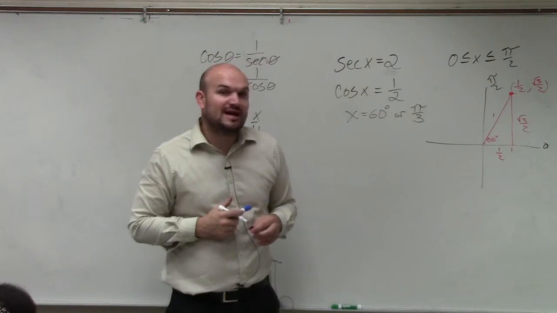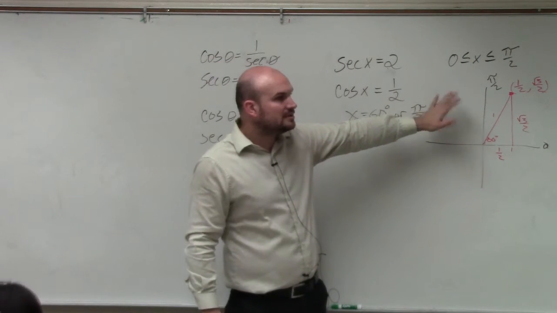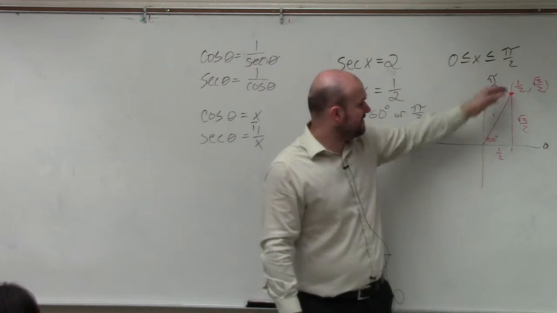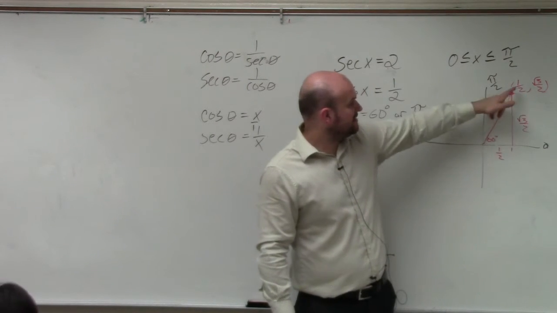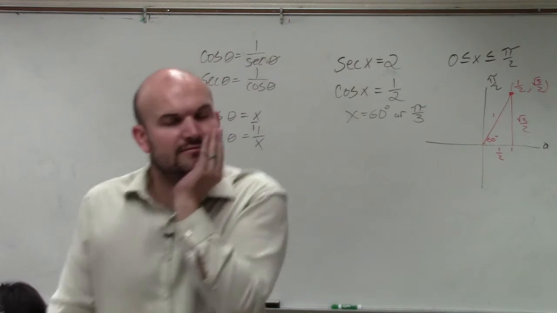So basically, what they're asking you to do is find the angle. So given a trigonometric function based on the quadrant, you're going to find the reference angle. So you're always going to find the reference angle, and then find the angle that relates to that reference angle. Does anybody have any questions on that?